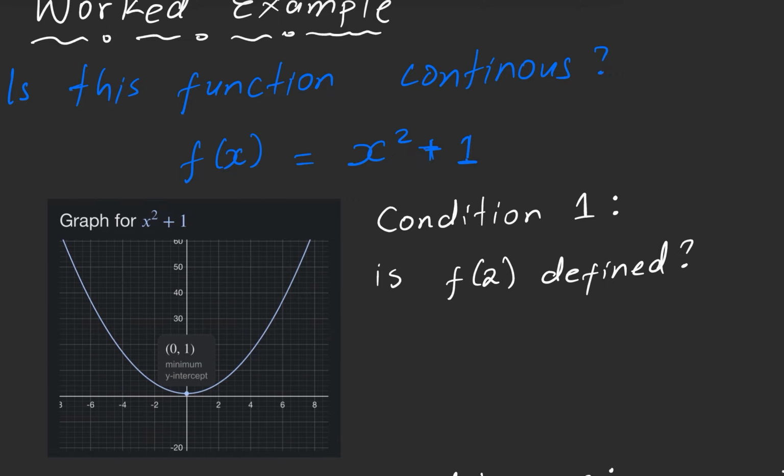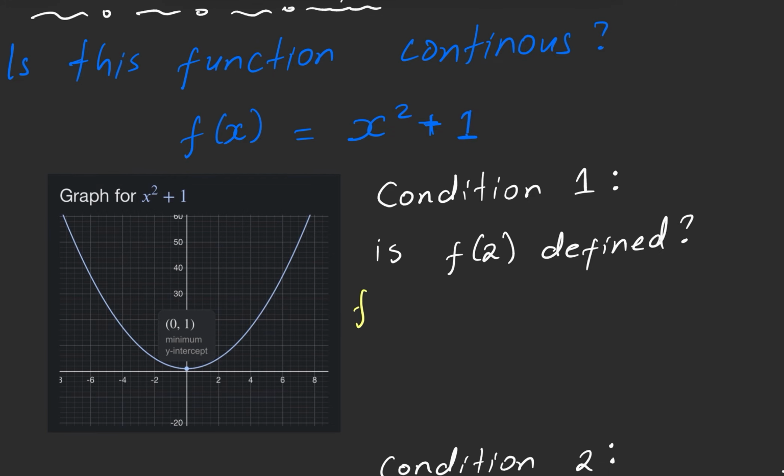First, is f of 2 defined? We have our function f of 2. In order to figure out if it's defined, we just have to plug in 2, replacing wherever we have x with 2. We have 2 squared plus 1, which gives us 5. So it is defined and it's 5.